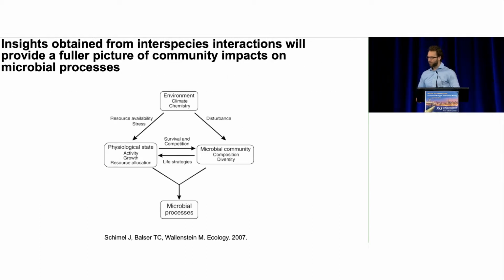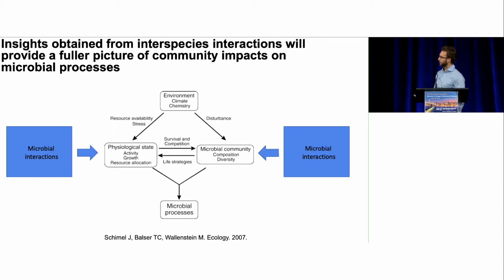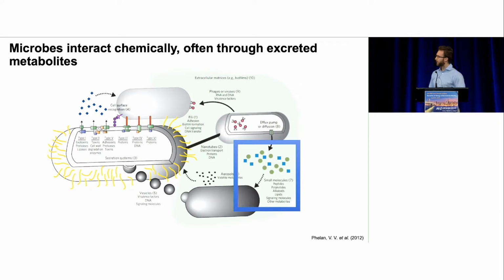Ecologists realize there are many links between the environment, the physiological state, and the microbial community that lead to microbial processes. But what's missing from this picture is microbial interactions and the interplay of these microbial interactions between the physiological state and the microbial community, which lead to these microbial processes. There are many ways in which microbes can interact, and the focus of my project is specifically on the subset of these interactions that are mediated through exometabolite production.